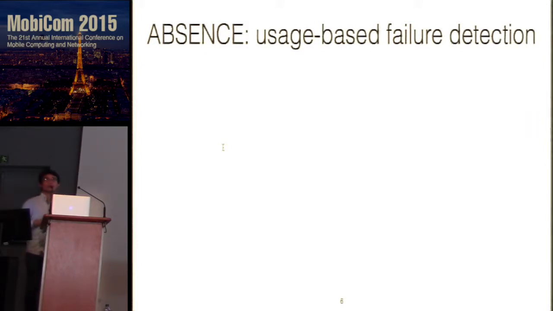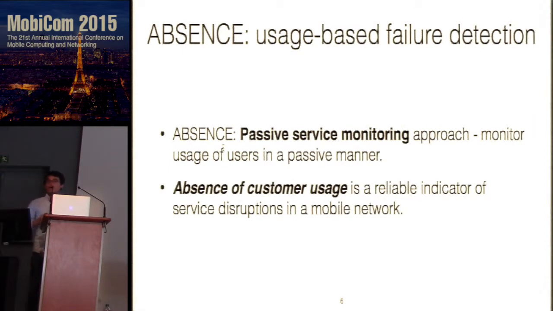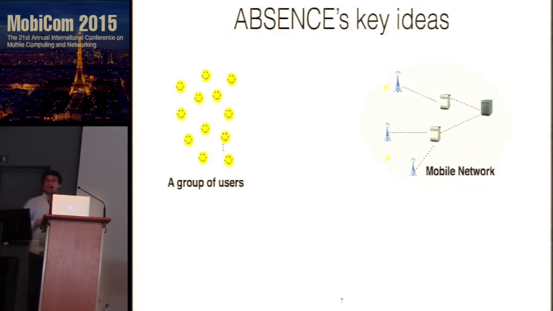So we propose our system Absent. It is a passive service monitoring system that monitors customer usage for event detection in mobile networks. We argue that absence of customer usage is a reliable indicator of service disruption in a mobile network. The key idea behind Absent is very simple.